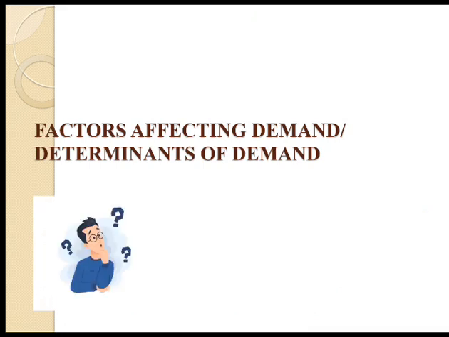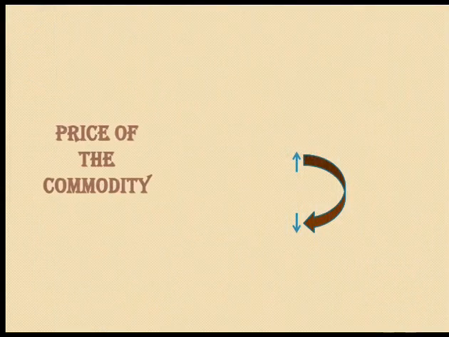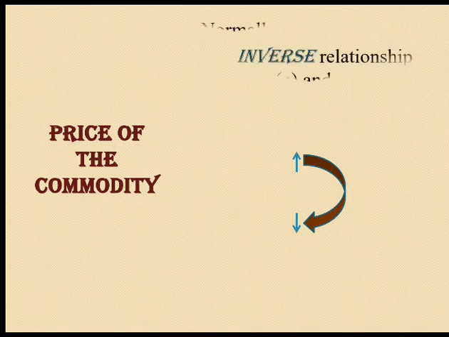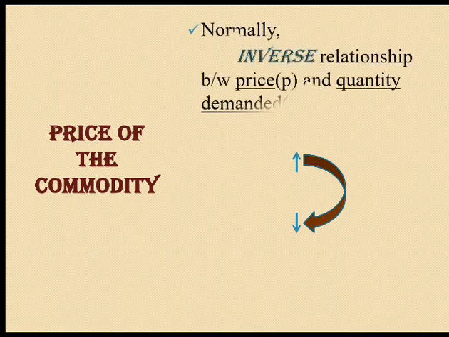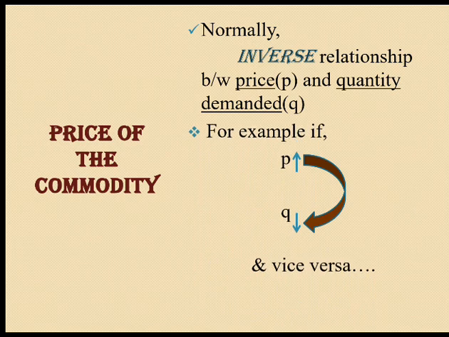Firstly, price of the commodity. Generally, if the price of any commodity increases, then demand for that commodity decreases. So, in one word, there is an inverse relationship between price and quantity demanded.